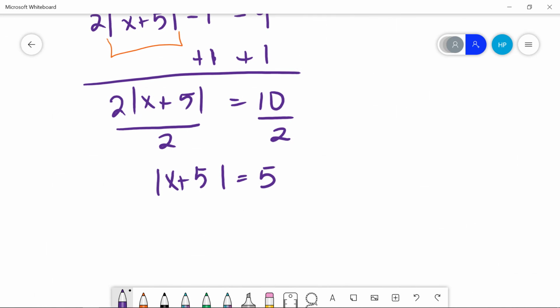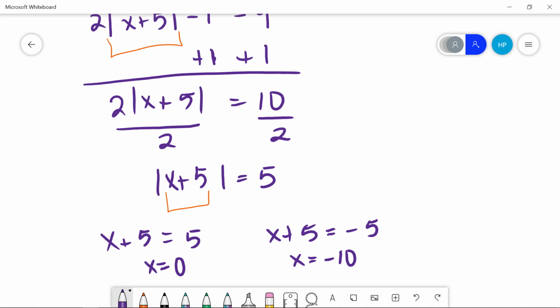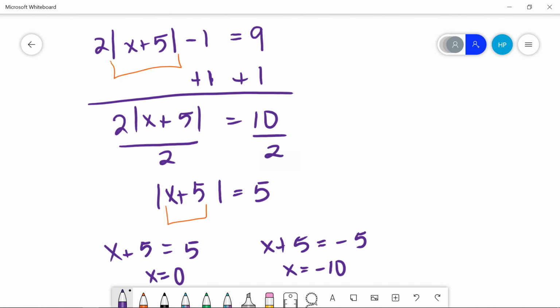This means that when I take the absolute value of x plus 5, it equals 5. So that thing inside the absolute value bars must either be equal to 5 or negative 5. So I've got two solutions here, 0 and negative 10. And I can plug those back in.